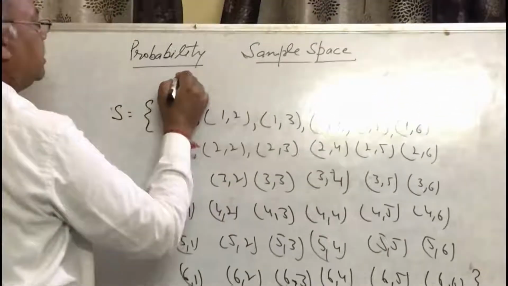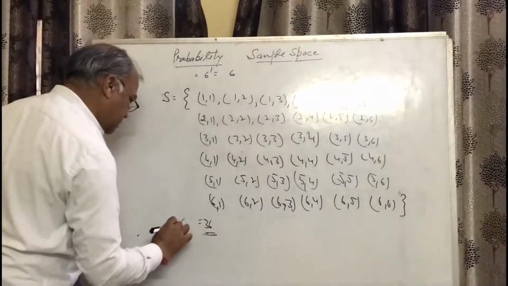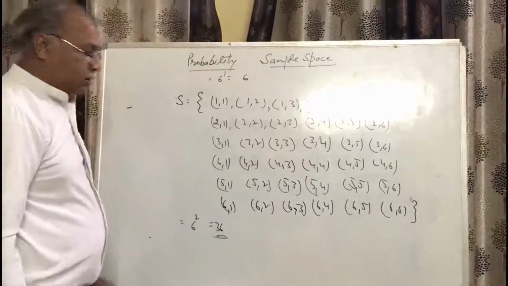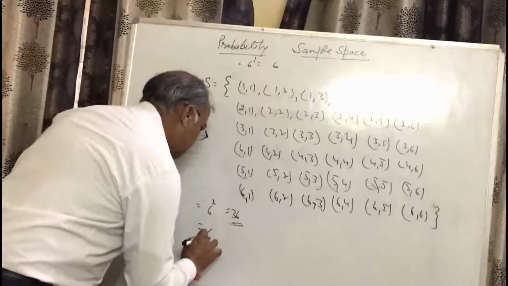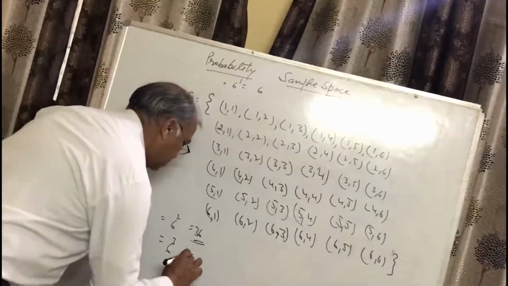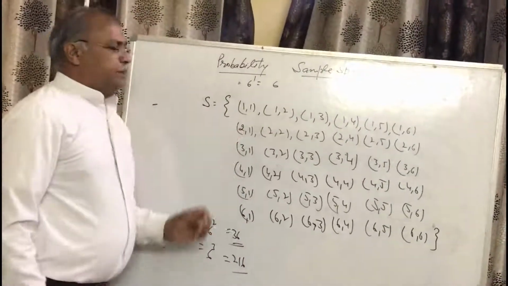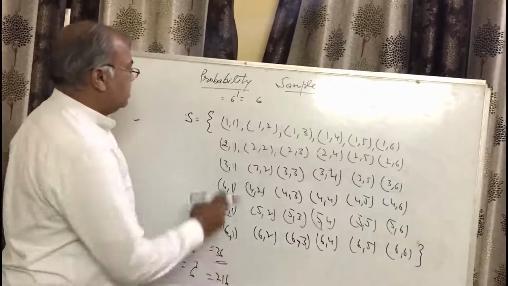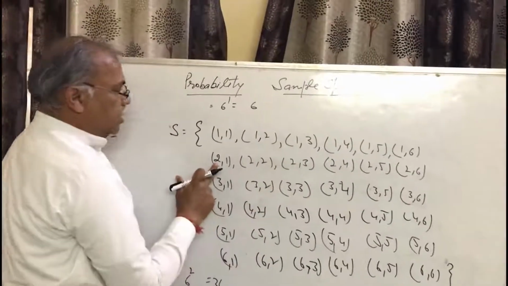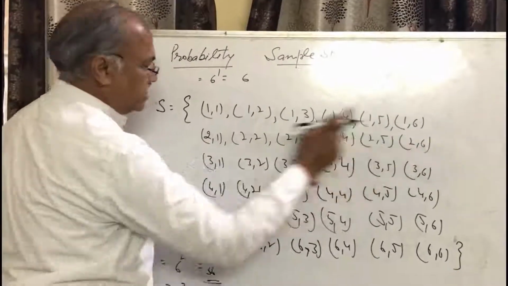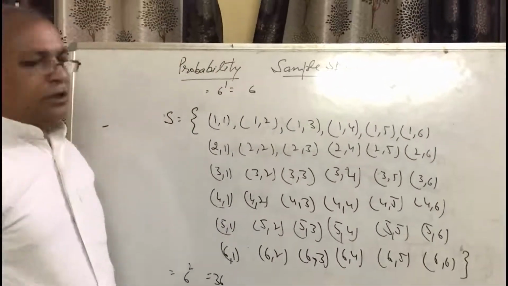Means in throwing the die once, 6 raised to the power 1, 6 cases. When we throw the die twice, 6 raised to the power 2, 36 cases. And if we throw the die 3 times, then total possible outcomes will be 6 raised to the power 3, 216. Let us see how we can write this sample space: starting with the first one, writing down all the 6 cases, and starting with 2, then writing down the 6 cases, with 3, 4, 5, 6, we can easily get the 36 cases.